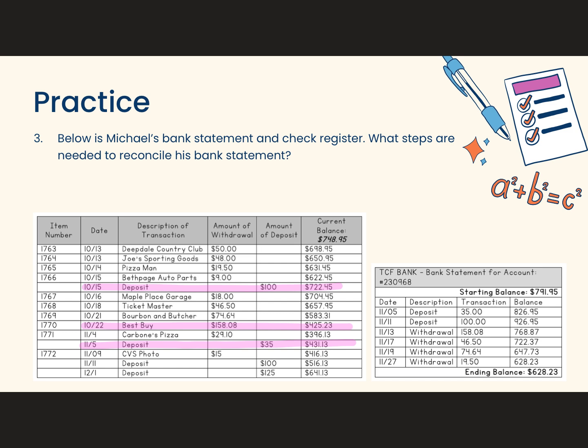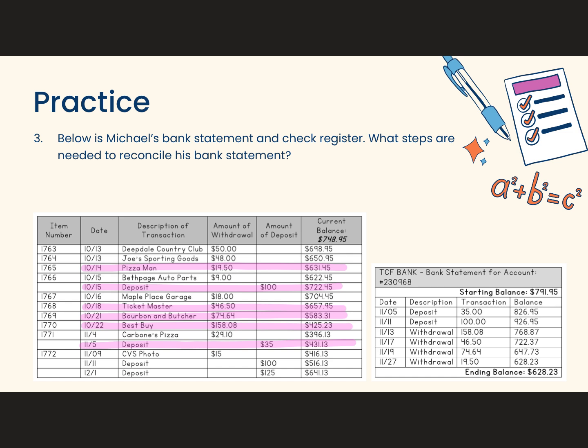Looks like we also have the $46.50. That's going to be our Ticketmaster purchase right here. We also have that $74.64 at Bourbon Butcher that we can highlight. And then we have a withdrawal for $19.50. Looks like that was our Pizza Man transaction up here. So what this does is it figures out what all we have accounted for on the bank statement, and then we have to figure out what our missing withdrawals, missing deposits, all that kind of fun stuff are.